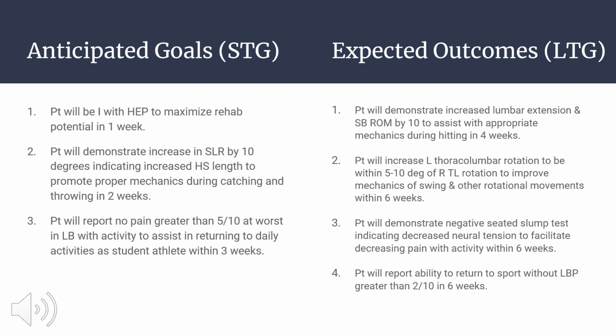The third one is that the patient will demonstrate a negative seated slump test indicating decreased neural tension to facilitate decreasing pain with activity within 6 weeks. And finally, the patient will report the ability to return to sport without back pain greater than 2 out of 10 in 6 weeks.